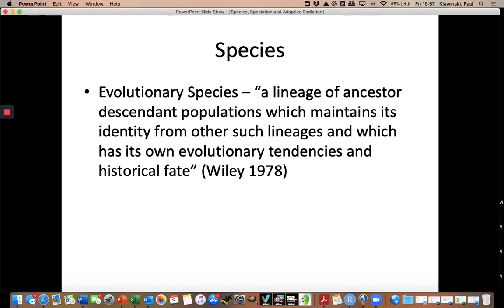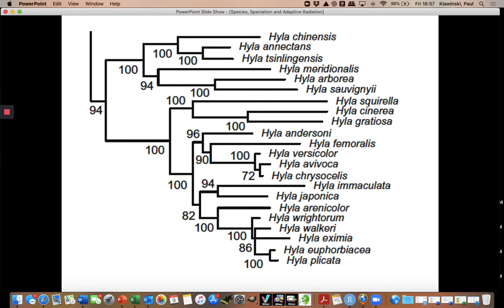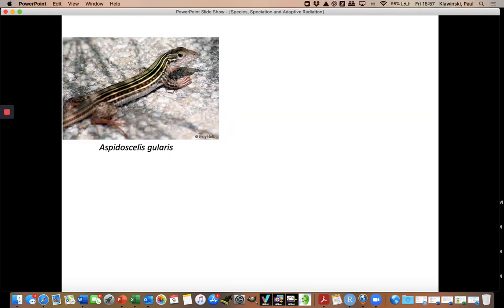But once again, this becomes problematic when we look at, and this shows you that Hyla versicolor and Hyla chrysoscelis are their own independent lineages when we look at genetic divergence.